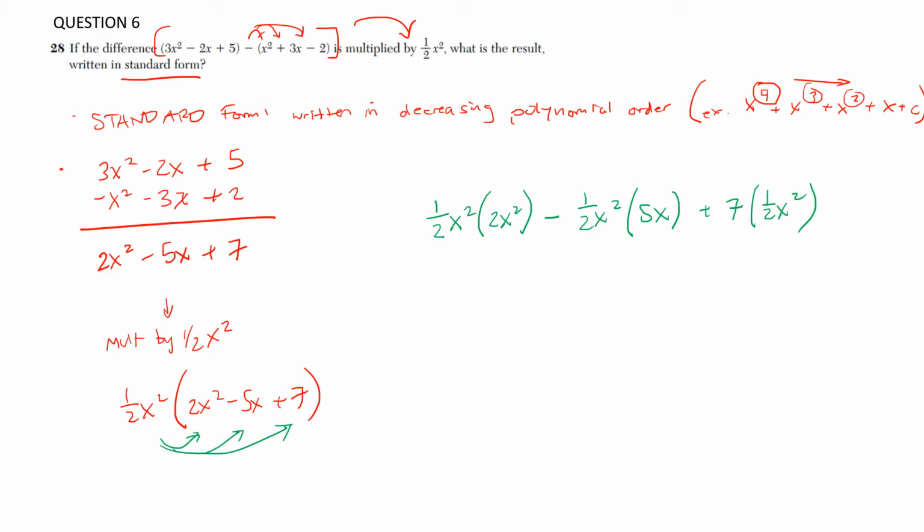If we combine everything together now, let's see, we have half times 2 is 1. That gives us x to the 4th. This one's done. This one is negative, I'm seeing 5 halves x cubed, because that's 2 plus 1, plus 7 halves x squared. That should be our final answer.